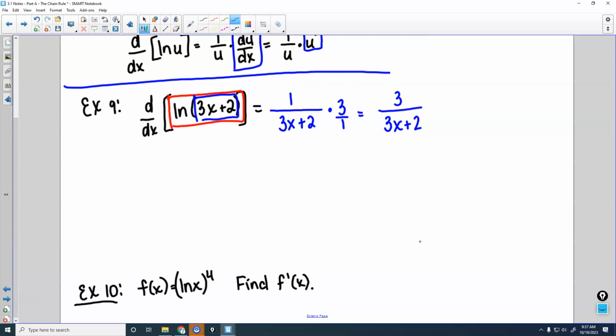Our next example still has a natural log, but it's different. It is f of x equals natural log of x to the 4th power. What's the inside function of that? It's that natural log of x. And then the outside is something to the 4th power. So in this case, you're taking the derivative of that something to the 4th power first.